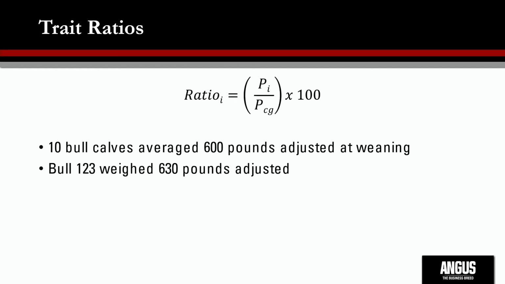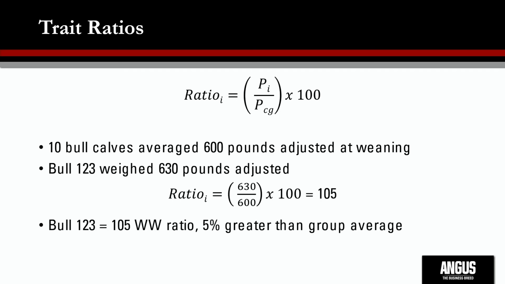Let's say we have 10 bull calves and they average 600 pounds adjusted weaning weight. One particular bull in that group, bull 123, weighed 630 pounds adjusted weaning weight. Again, we look at the equation. We take his individual weight, 630 pounds, and divide it by the average, 600 pounds. Multiply that by 100, and we get to 105. So bull 123 would have had a 105 weaning weight ratio, or 5% greater than the group average.